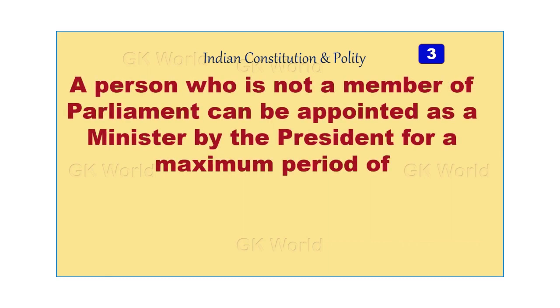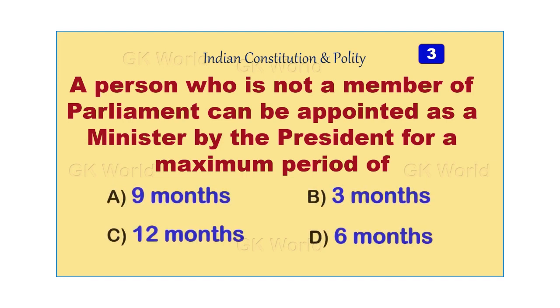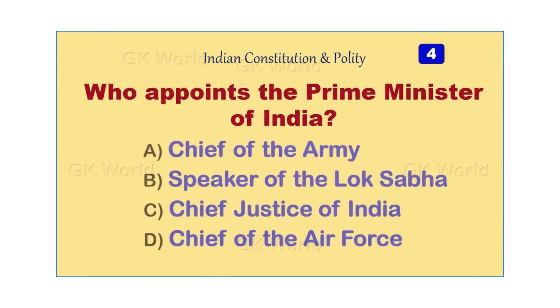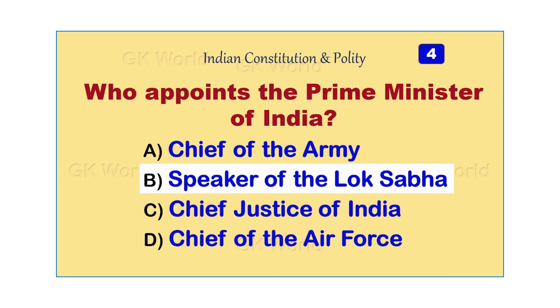A person who is not a member of Parliament can be appointed as a minister by the President for a maximum period of Option D. 6 months. Who appoints the Prime Minister of India? Option B. Speaker of the Lok Sabha.